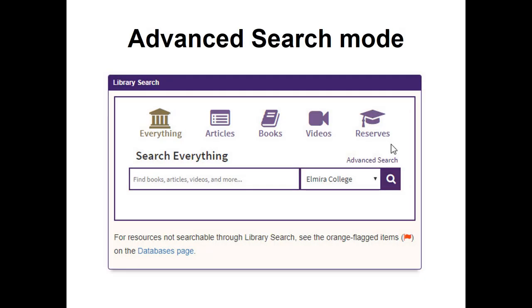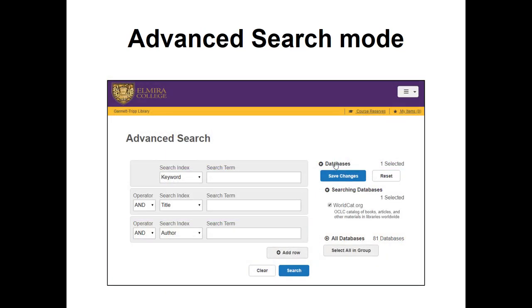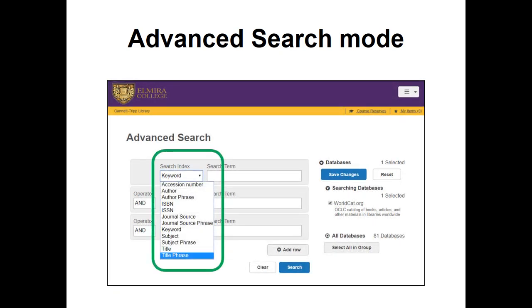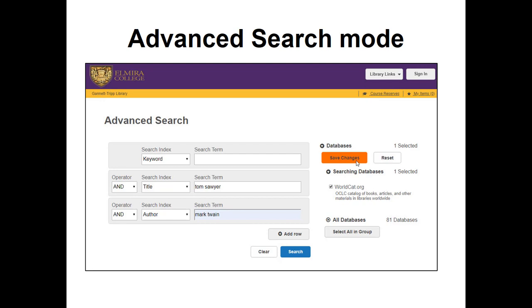Library search also has an advanced search mode. Click the advanced search link in the library search box to switch to advanced search. Advanced search is more powerful than basic search. It lets you search for more than one thing at a time, which makes your searches more precise. As an example, let's say you want to find all of our library's versions of The Adventures of Tom Sawyer by Mark Twain. Advanced search lets you specify Tom Sawyer as the title and Mark Twain as the author.